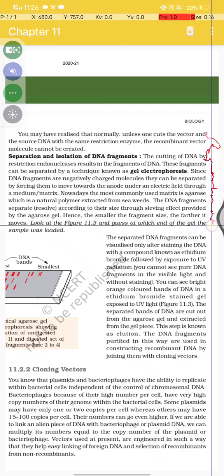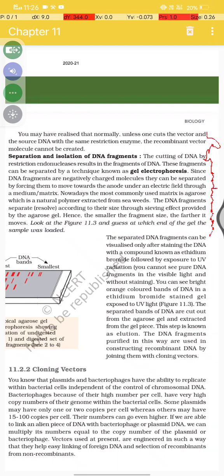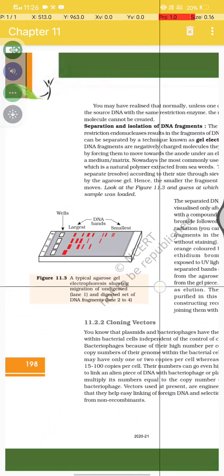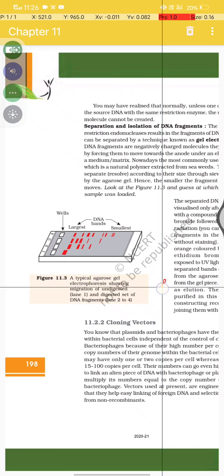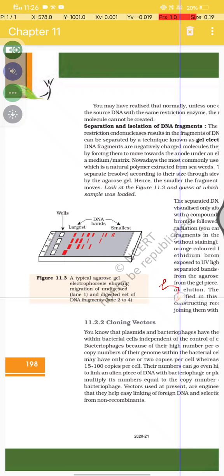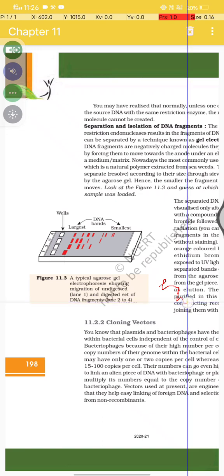Look at Figure 11.3 and identify at which end the gel sample was loaded. Figure 11.3: a typical agarose gel electrophoresis showing migration of undigested DNA in lane 1 and digested sets of DNA fragments in lanes 2 to 4.